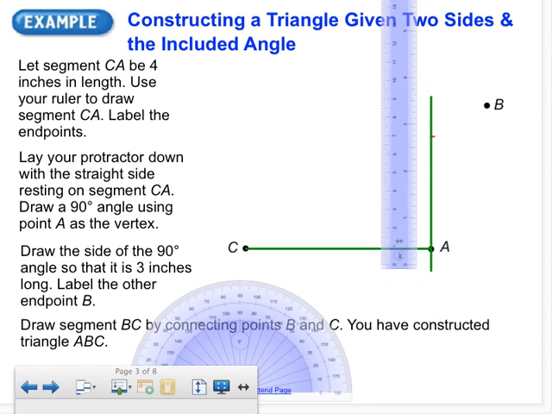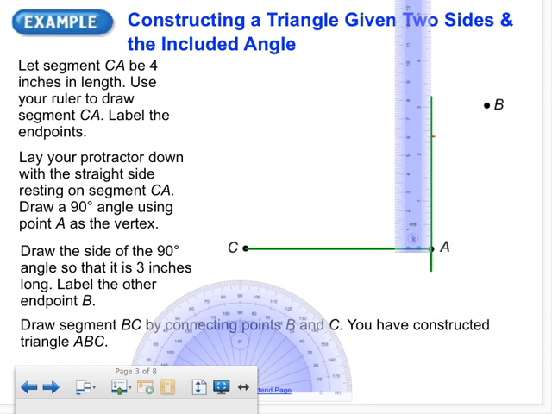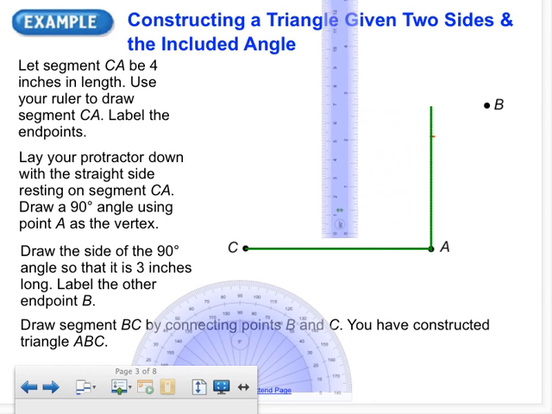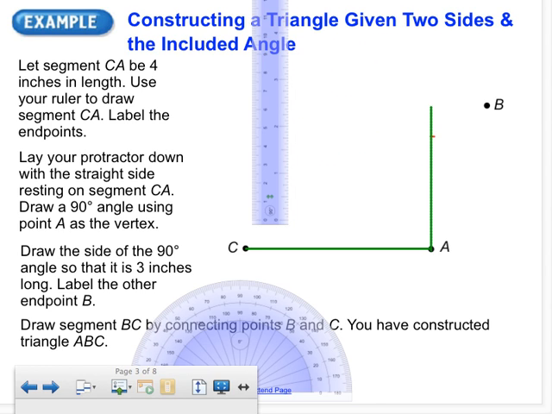So here is 0 inches. And then I went a little bit too far, so I'm going to erase that extra that I had there. Now I have a 3-inch line segment, 1, 2, 3. And I need to label this endpoint B, the end of this line that I just drew.